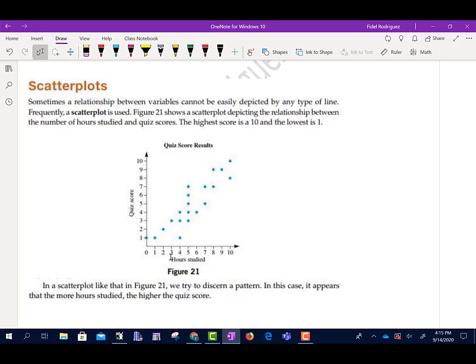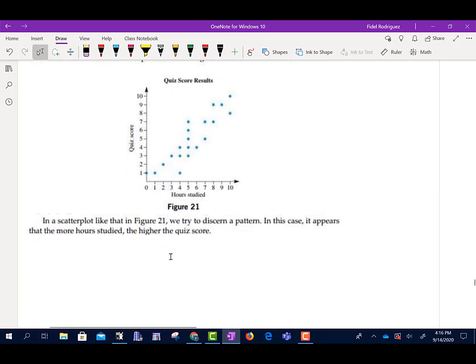Frequently, a scatter plot is used. Figure 21 shows a scatter plot depicting the relationship between the number of hours studied and the quiz scores. The highest score is a 10, and the lowest score is a 1. So it says in a scatter plot like that in figure 21, we try to discern a pattern. In this case, it appears that the more hours that you study, the higher the quiz score, right?